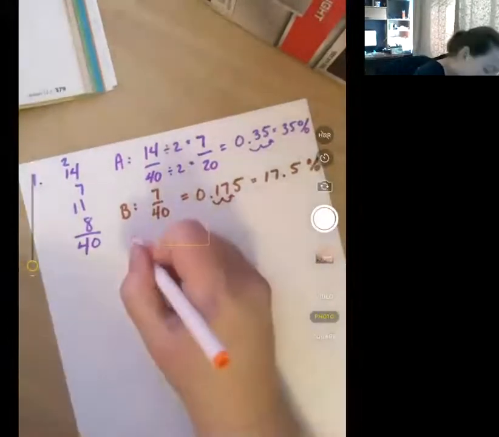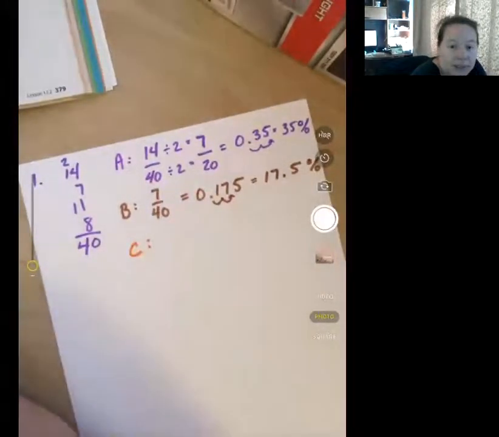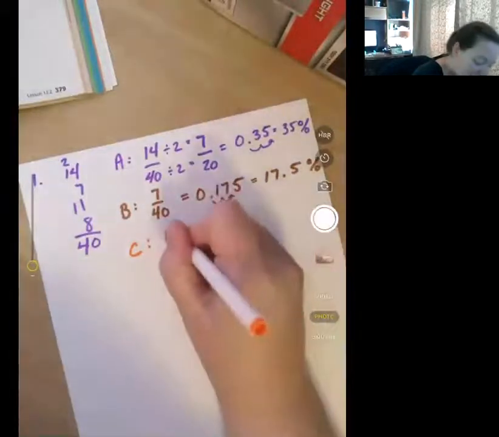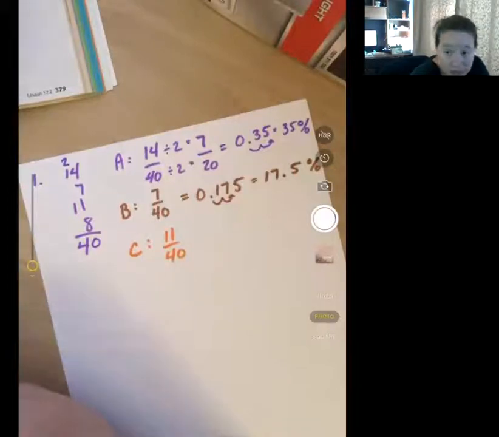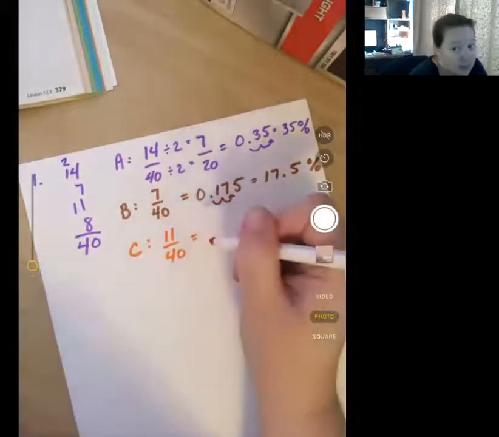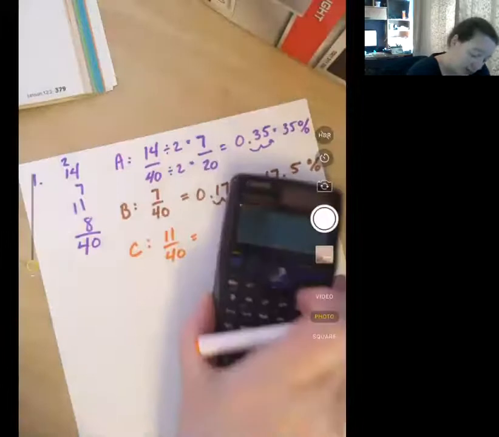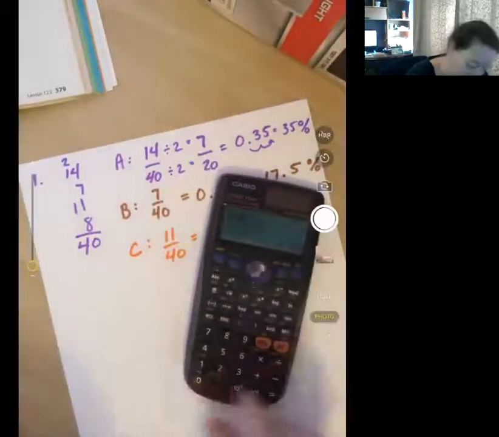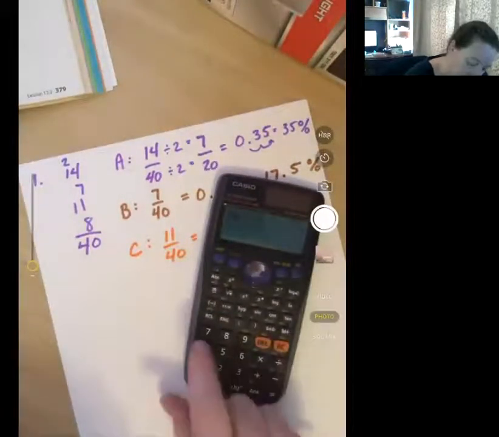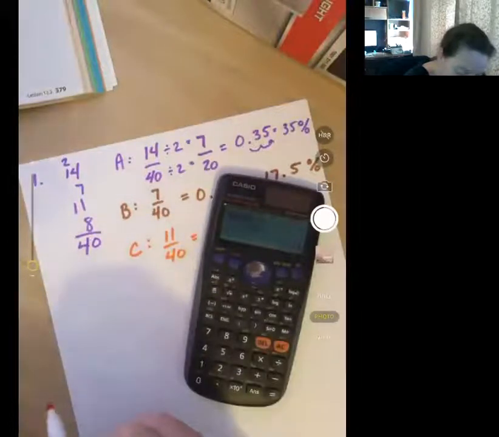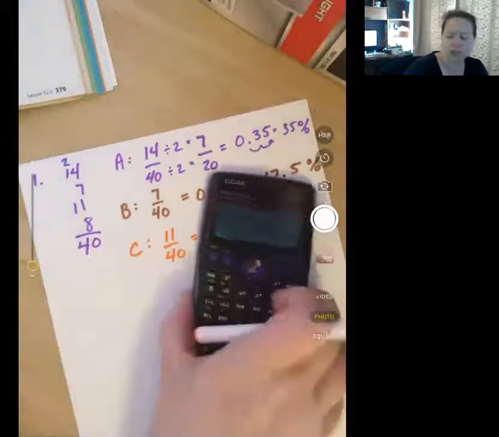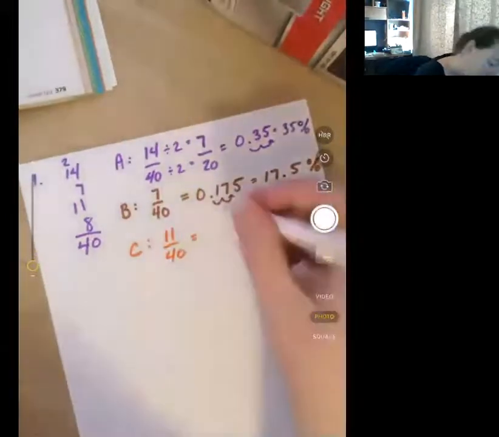I'm going to do this one in orange, I think. Alrighty. We have an 11 over 40. Again, I cannot make that any smaller. That's just what it is. This is going to be a fun decimal. 11 divided by 40 equals... Oh, not too bad. 0.275. I thought it was going to be a lot worse.